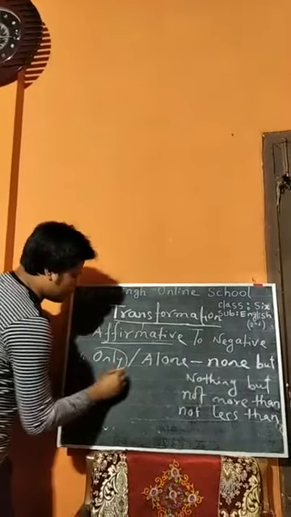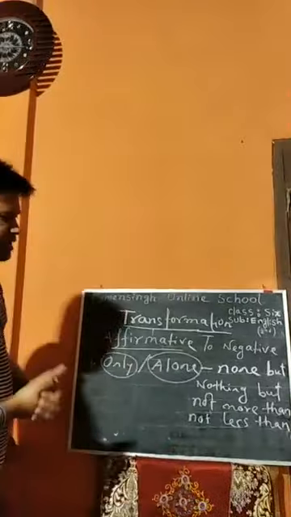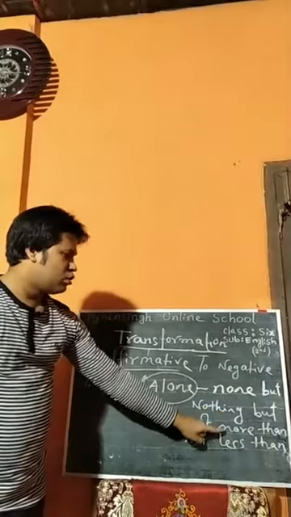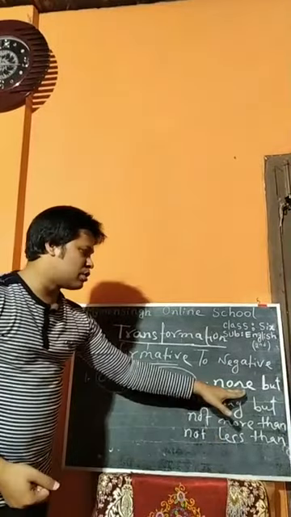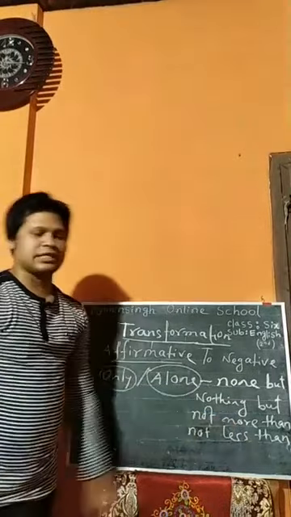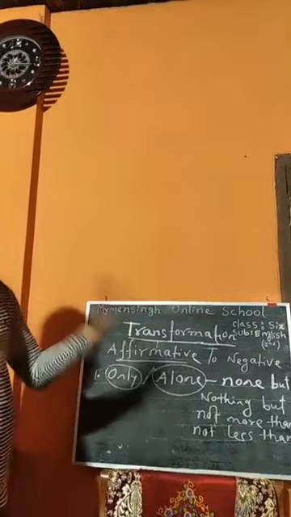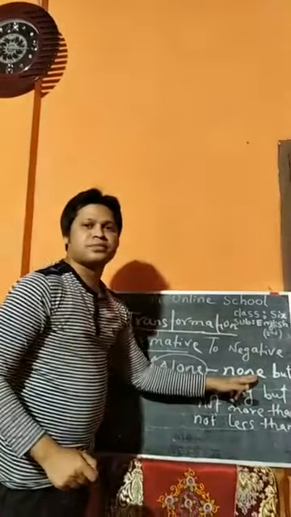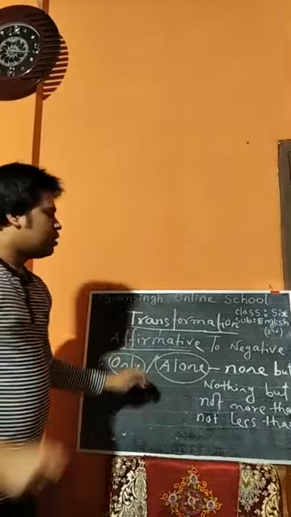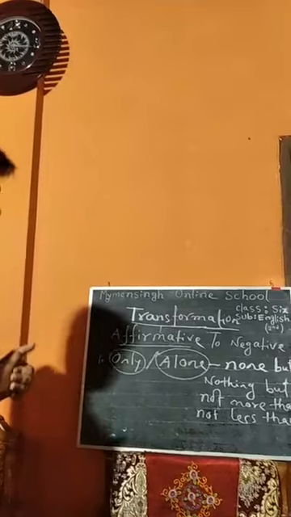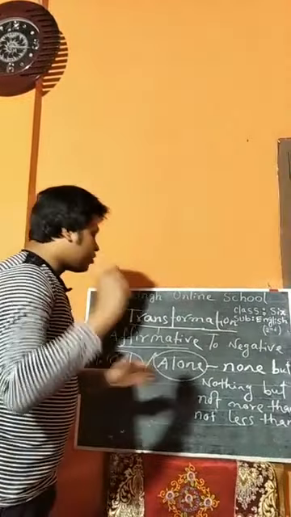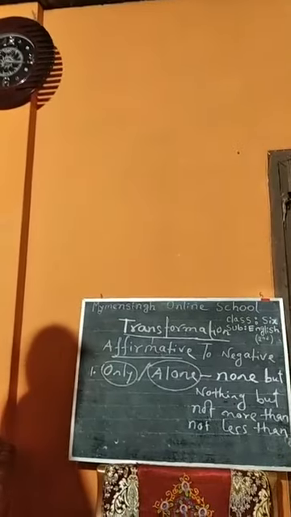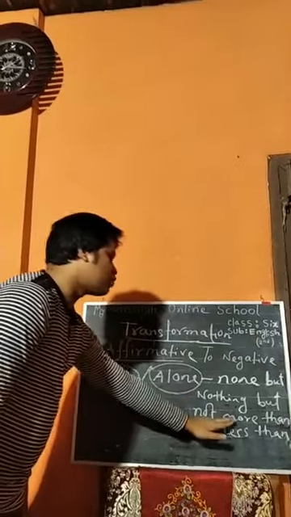Okay. When we find only or alone in an affirmative sentence, we have to replace these two words by none but, nothing but, not more than, or not less than. But when will we use none but, nothing but, not more than, or not less than? When this word only or alone modifies a personal noun or personal pronoun, then we will replace it by none but. When these two words modify lifeless things, then we replace it by nothing but. When this only or alone modifies a number or an adjective, then we will replace it by not more than or not less than.